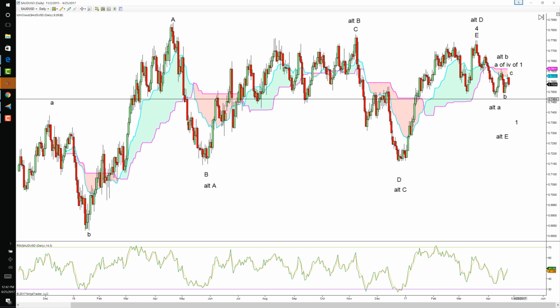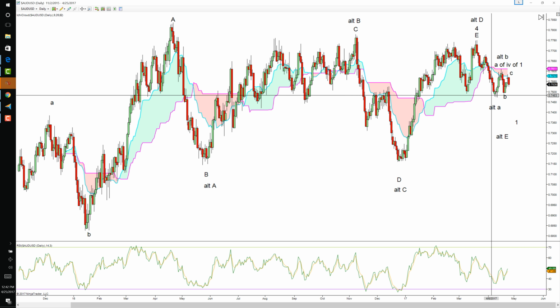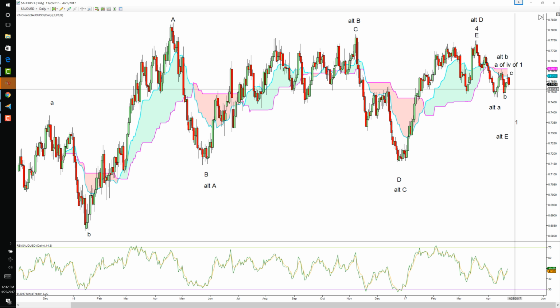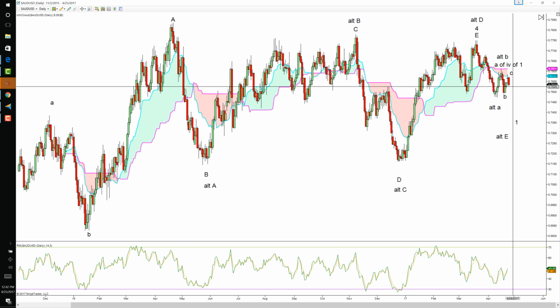However, I'm short. So for now, I have this as wave 3 of 1. This is A, basically, of 4 of 1. This is B of 4 of 1. C of 4 of 1. D should end around this area. If not, it could be already ended.